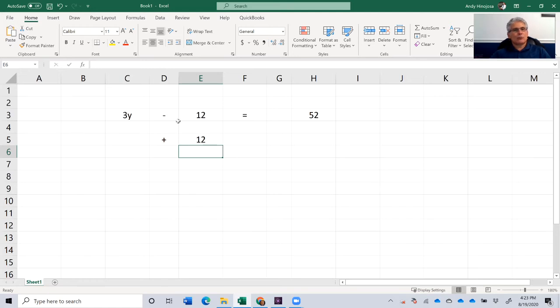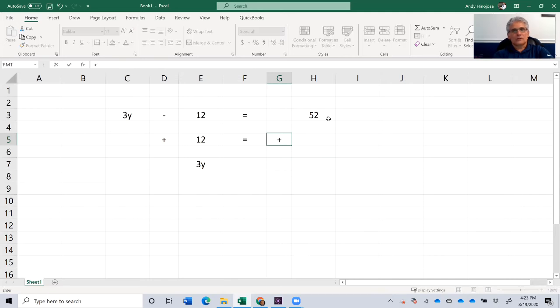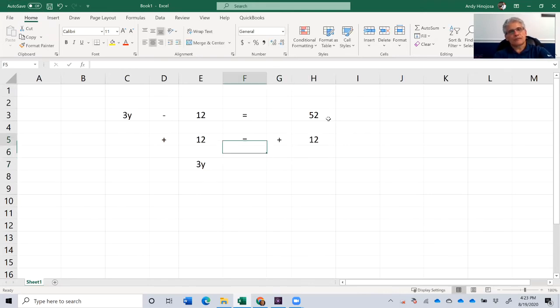So then what we have is 3y minus 0, if we add 12 here, so that's going to leave us with 3y. Now, whatever we do to the left side of the equation, we have to do to the right. So we're going to add 12 to it. 52 plus 12 is going to give us 64. Now we have 3y equals 64.